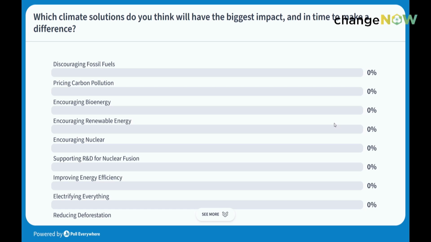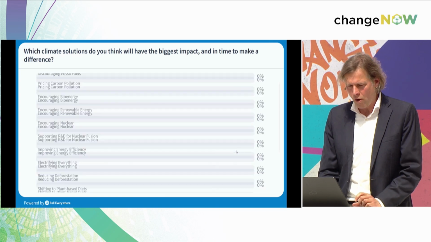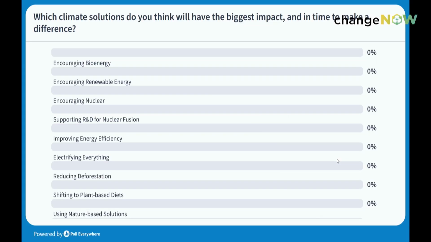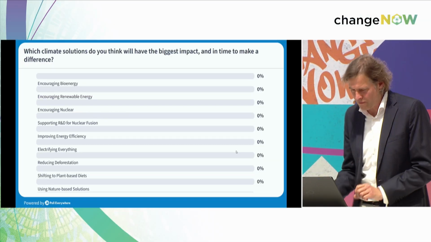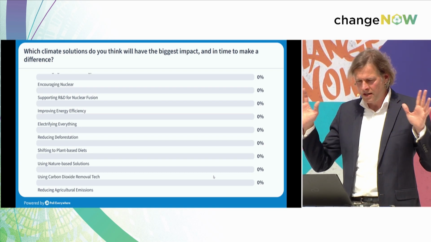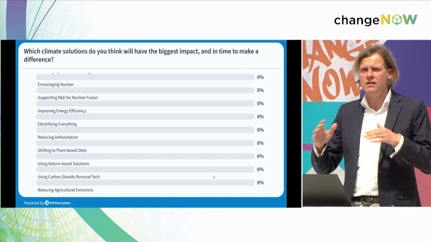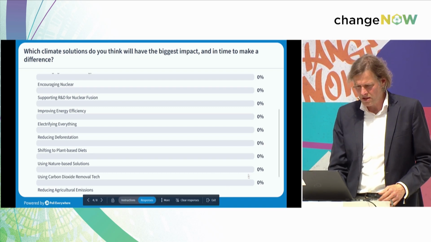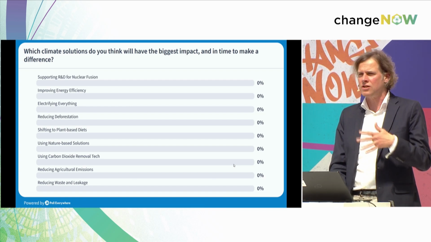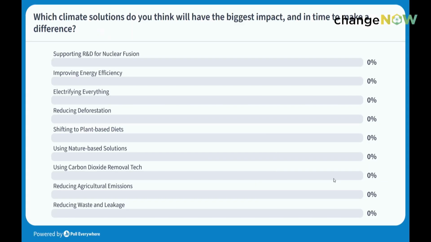All right. So what are the options that you can choose from? You can discourage fossil fuels, pricing carbon pollution. You can encourage bioenergy or renewable energy or nuclear. Or you can think about, yes, I believe that there's a breakthrough in nuclear fusion, a technology that scientists have worked on for a long time already. Or you can say, I want to improve energy efficiency, or I want to electrify everything, more electric cars, more heat pumps in the houses, reduce deforestation, or I believe in shifting to plant-based diets, or nature-based solutions like afforestation, or using carbon dioxide removal technologies, reducing agricultural emissions, and reducing waste and leakage.